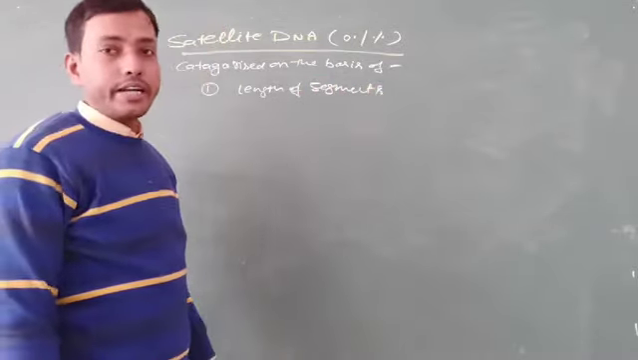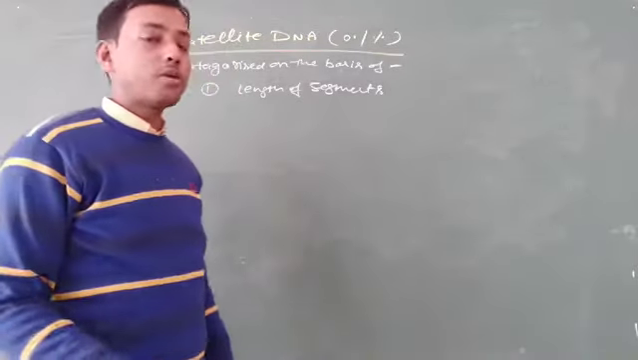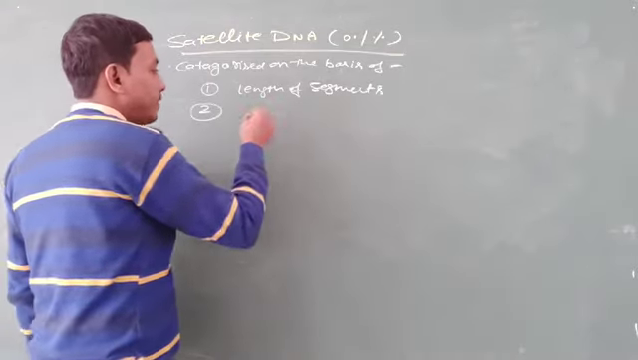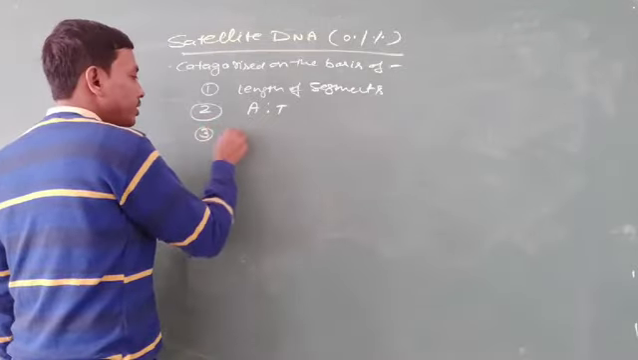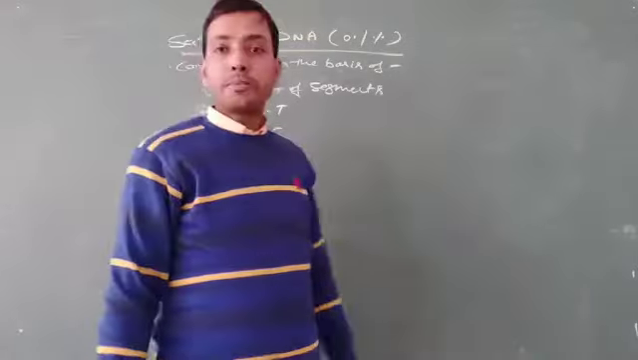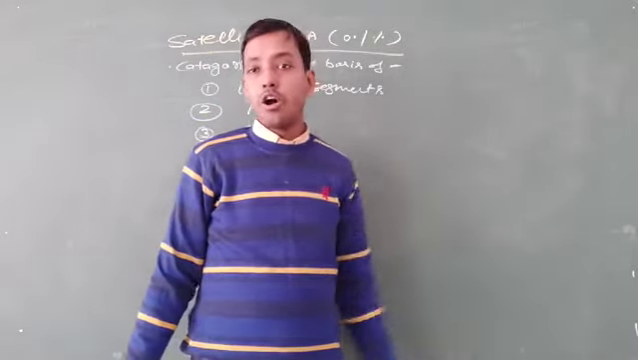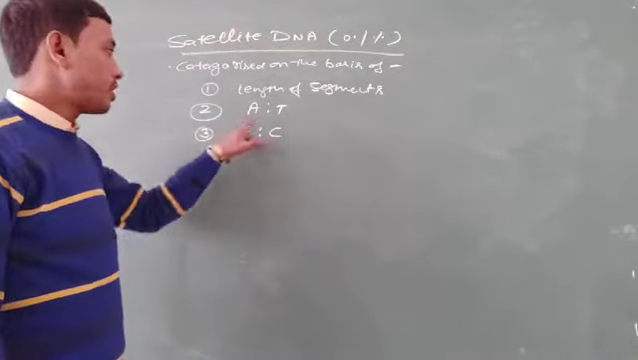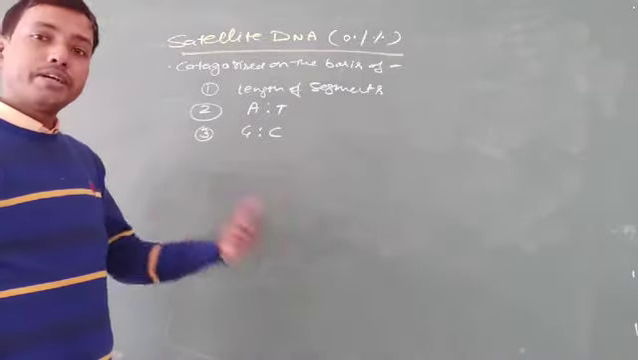Listen, satellite DNA can be categorized and classified on the basis of their length of segment. The second important point, the adenine thymine ratio. The third, guanine cytosine ratio. What is the length of segment? The satellite DNA may have the shorter length, may have the longer length. So on the basis of length, there is one group. On the basis of number of adenine, thymine, guanine, cytosine, there are different other groups.